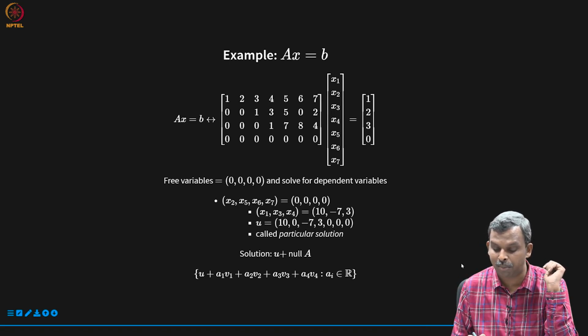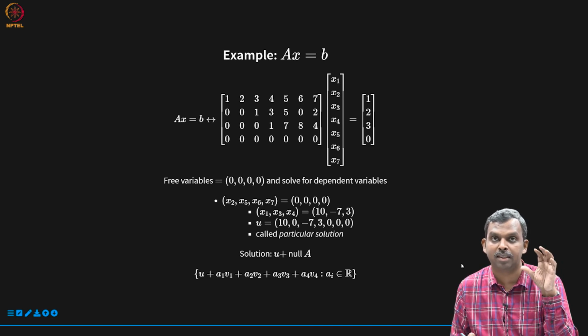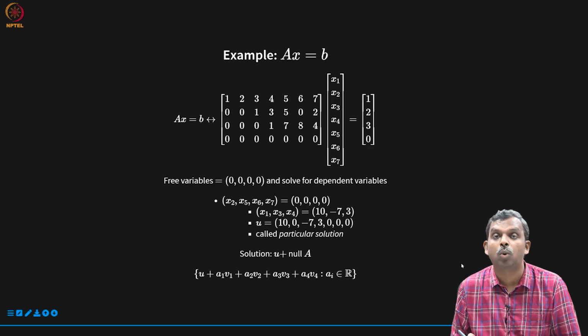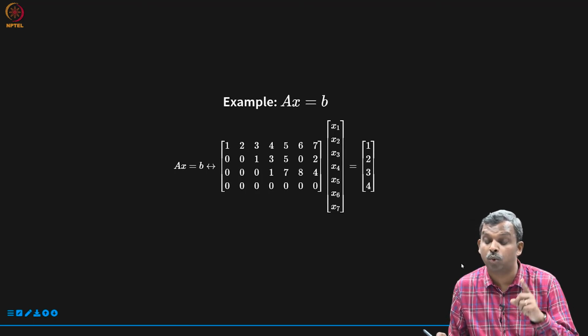The solution will have a picture like this. This u particular solution plus any linear combination of the null space basis vectors. So, this is the set of all solutions for this. Okay. Hopefully, this gave you a very clear view of how things will look and how you can find solutions for linear equation. Now, I also told you the other case where you could have no solution.